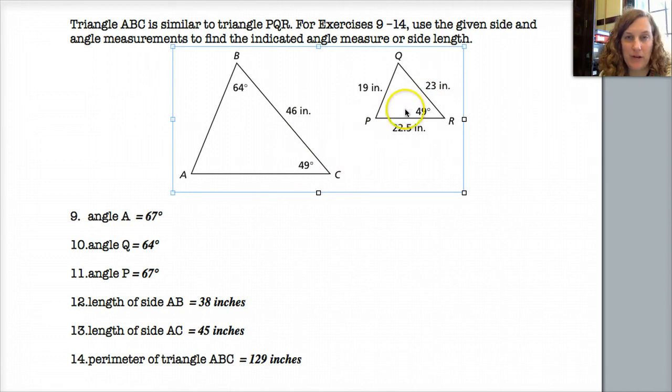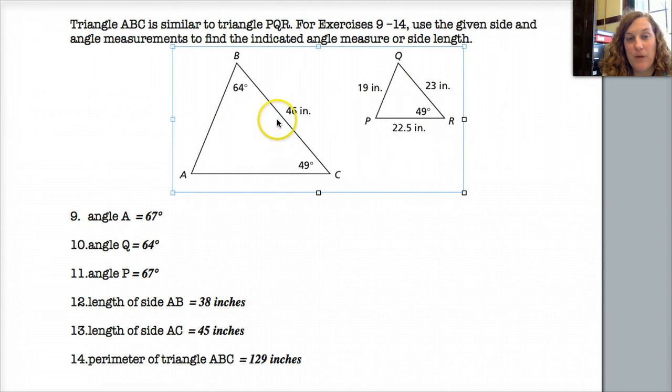So now we found the angles, which we just found by doing the 180 degrees. Now we need to figure out the sides. And we know corresponding QR is going to correspond with BC here. And 23 to 46 works out well. So we can tell that 23 is half of 46. So in order to go from the smaller to the larger triangle, you double your side length. It's a scale factor of 2.